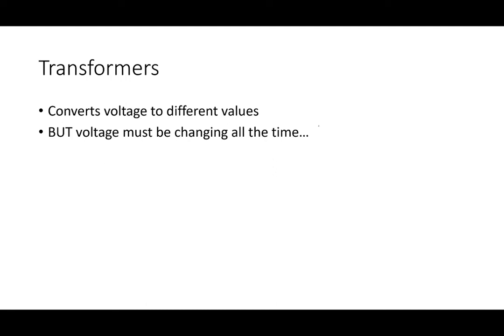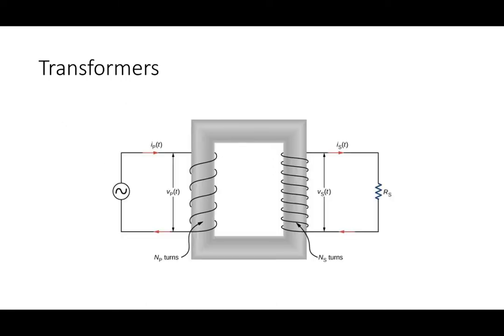So that's why a transformer is most often used with AC. I mean, there's a really complicated way to build transformers for DC when you switch it back and forth, but it's way more complicated than it needs to be. With AC, it's very, very simple because it's already changing all the time. So here's how a transformer looks.